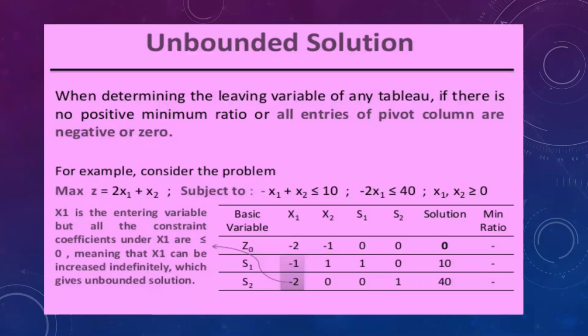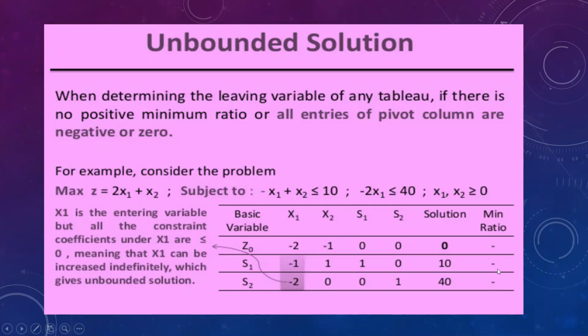So this unbounded solution occurs when we determine the leaving variable of any simplex table. When we determine the outgoing variable, if there is no positive minimum ratio, that is, all entries of the pivot column in this minimum ratio column are negative or 0, then this unbounded solution situation occurs. Now you can see here in the problem, minus 2 is there. This is the incoming variable. Now x1 will be the incoming variable. To calculate the outgoing variable, we have to see the minimum ratio.